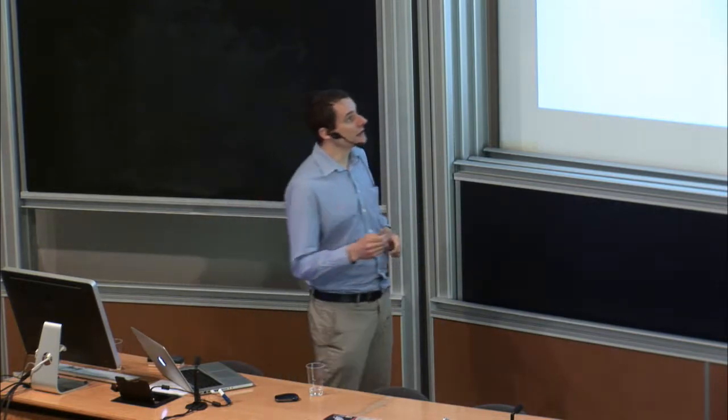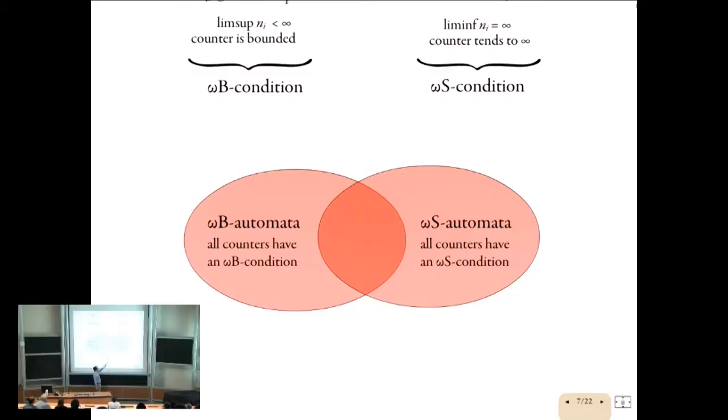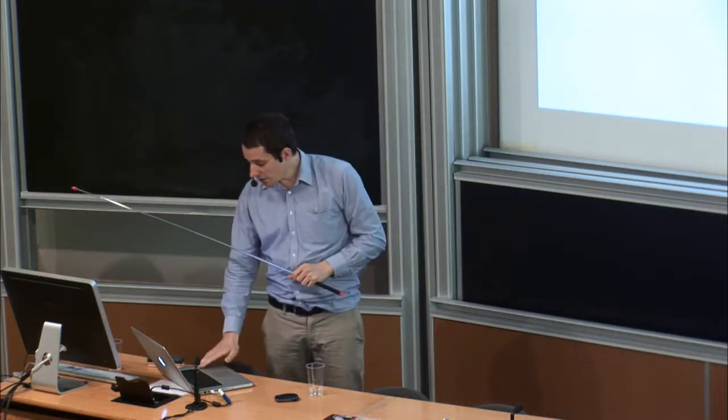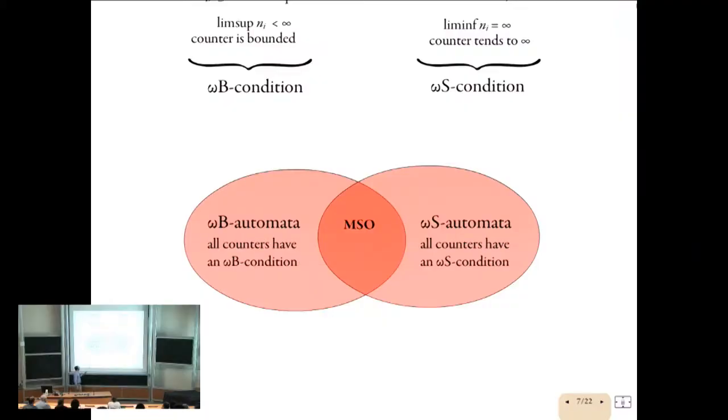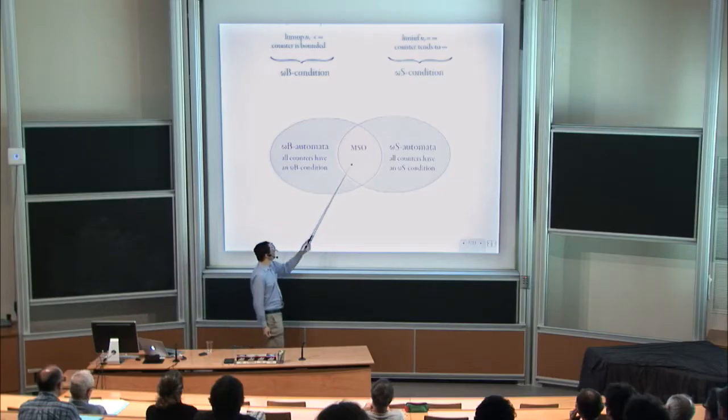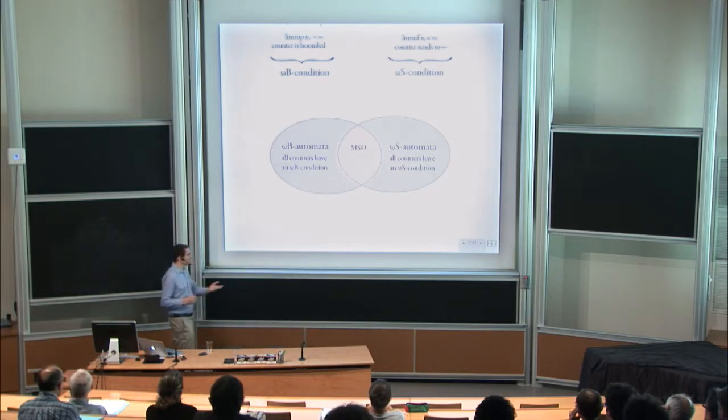Then the dual class is omega s automata, where all counters have an omega s acceptance condition. So all counters have to tend to infinity. And there is the intersection, which happens to be exactly the same thing as MSO. So if you can be defined by an omega b automaton and you can be defined by an omega s automaton, then you are defined by a Büchi automaton and therefore MSO. This was proved by Michał Skrzypczak. One way of proving it was done by Michał.